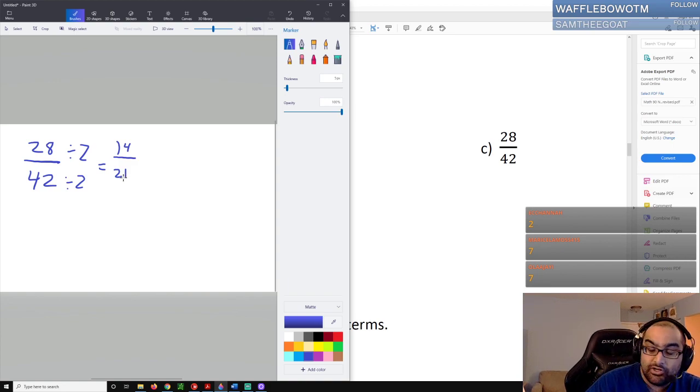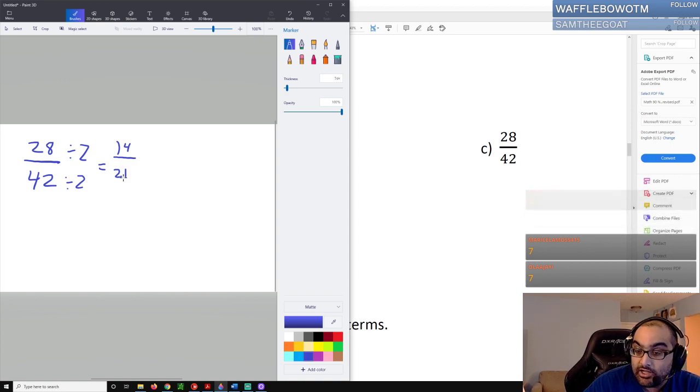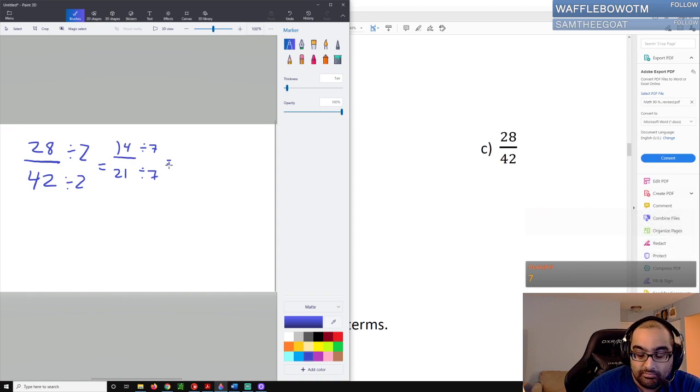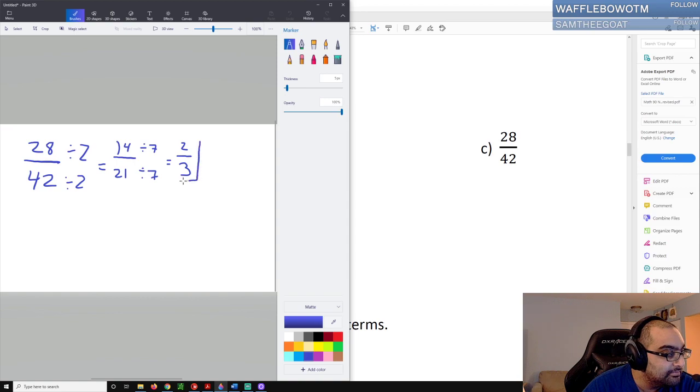Then you look for a number that has a common factor between 14 and 21, which, again, as is pointed out here, would be 7. Okay, 7 goes into 14, and 7 goes into 21. All right, so we get 14 divided by 7, which is 2, and 21 divided by 7, which is 3. So our answer here would be 2/3.